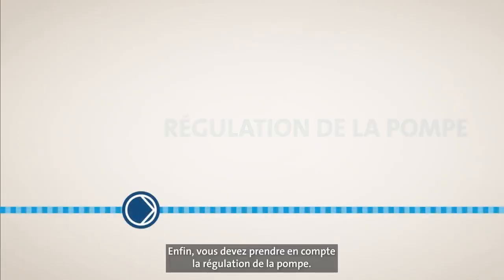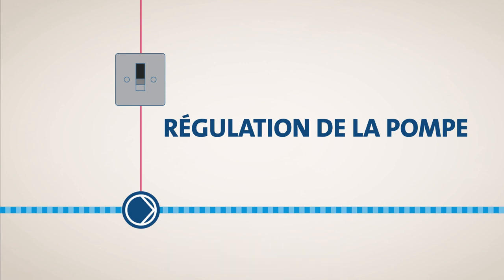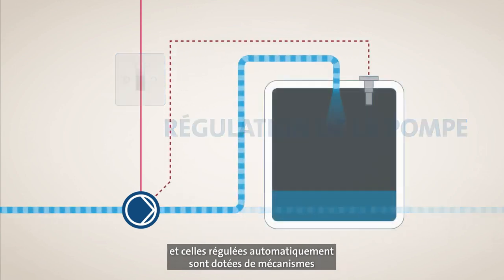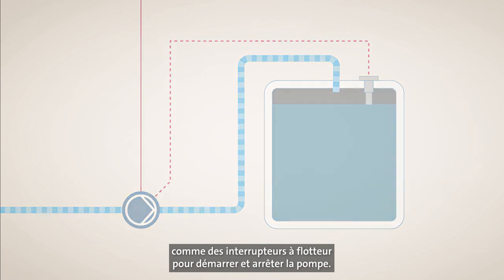Finally, you need to consider the pump control. There are two ways to control a pump, manually or automatically. As the name suggests, manually controlled pumps are completely manual, while automatically controlled pumps feature mechanisms such as float switches to turn the pump on and off.